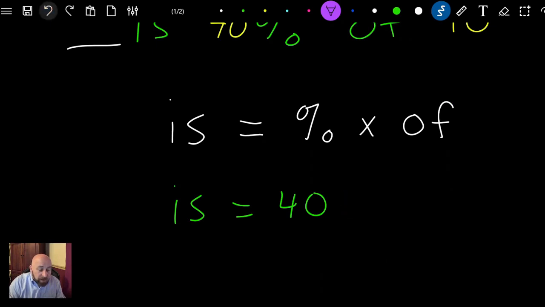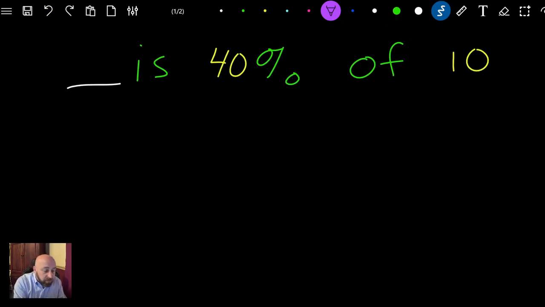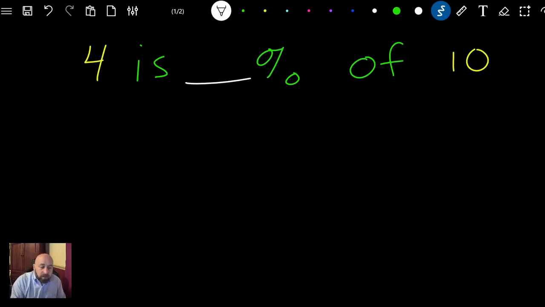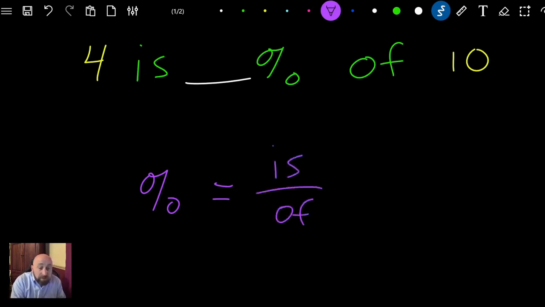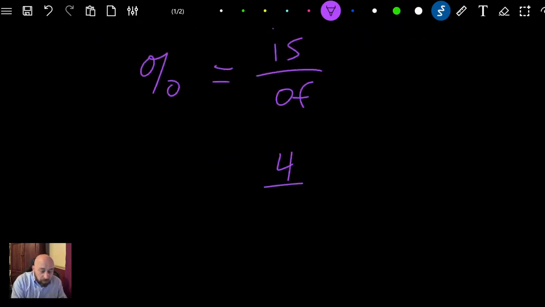Okay, let's go ahead and do the next one. The next one is what happens if we're missing our percent. So we'll go back to this, and I will say that this is 4. And now we're going to take the 40% off, and we're going to have a blank here. So now notice we're looking for percent. That's what we're looking for. So the formula goes percent equals, if I want to find the percent, here's what I do. Is over of. Is over of. Now I just take my 4 and my 10. My 4 is my is. So I've got 4 over 10.